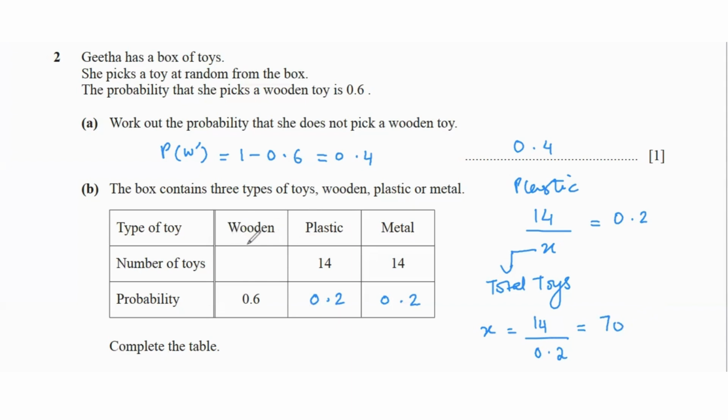So to find the remaining number of wooden toys, we will subtract 14 from 70. Since plastic is also 14 and metal is also 14, it's going to be 70 minus 14 minus 14, which is 42. So that is your final answer.